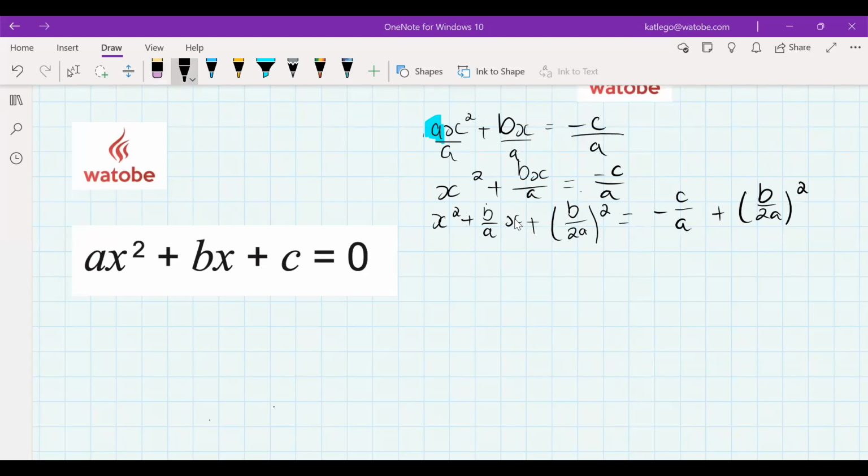Okay, hi ma'am. Hello. So ma'am, I'm lost from the part where you divided that ax squared plus bx is equal to -6, and then you divided it by a. Can you please explain?